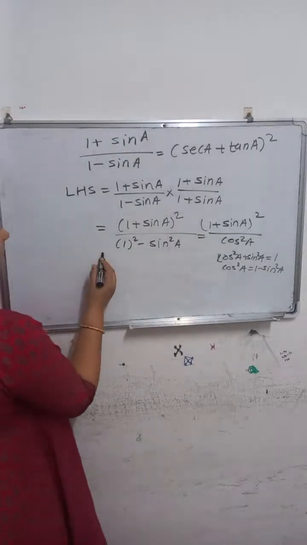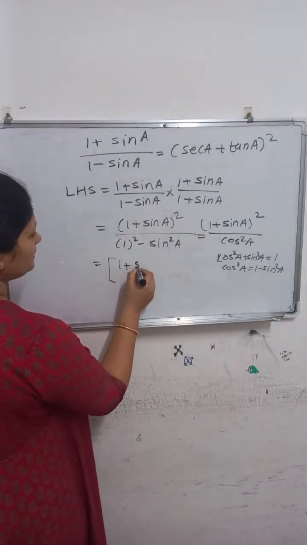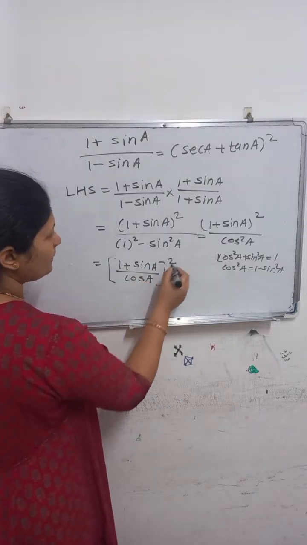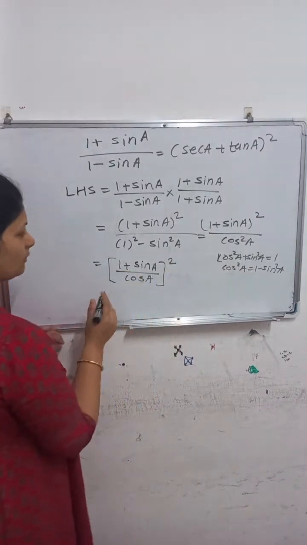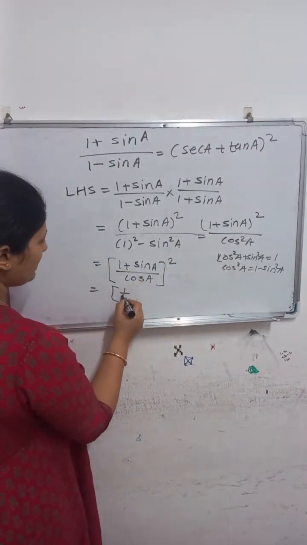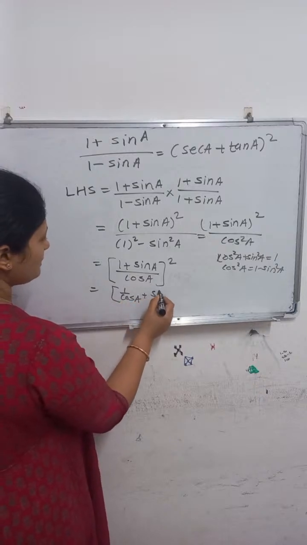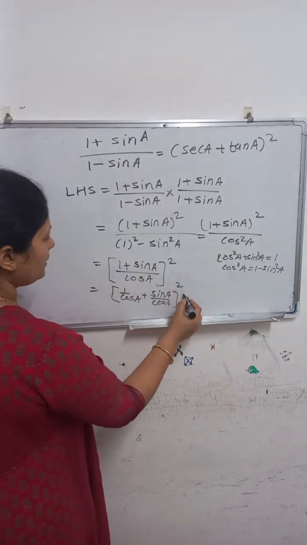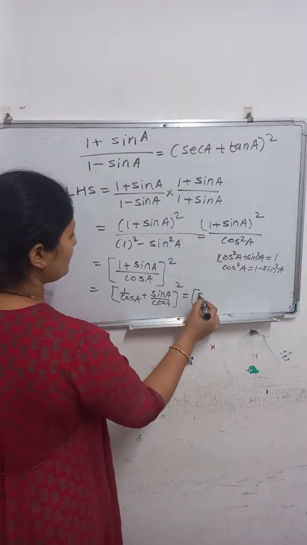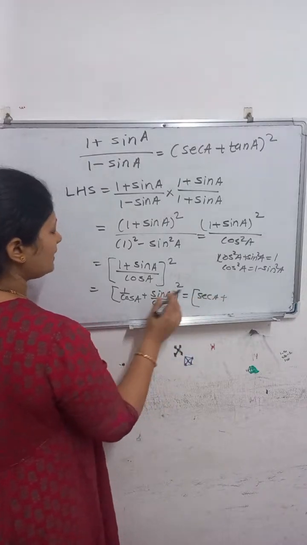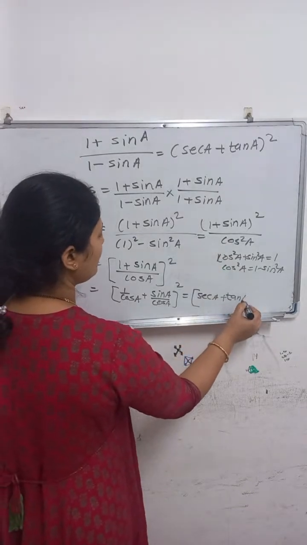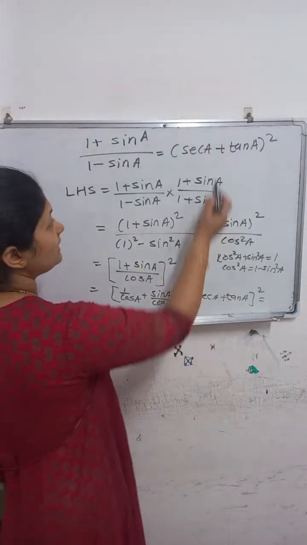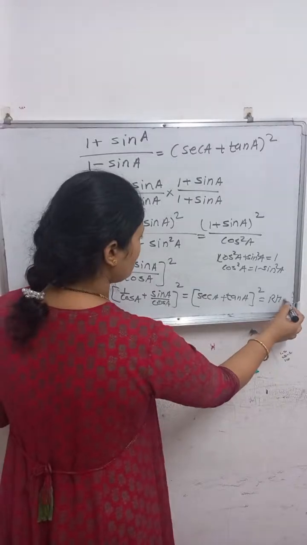This is nothing but (1 plus sine A divided by cos A) whole bracket square, because this is square and this is also square, no? So can we write 1 by cos A plus sine A by cos A. I divided cos A into each term. So here 1 by cos A is nothing but sec A, and sine A by cos A is nothing but tan A. Okay, whole bracket square, and that is our required answer. So (sec A plus tan A) whole bracket square, that is nothing but your RHS.